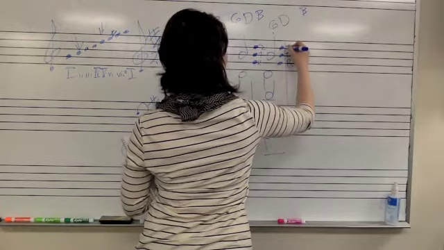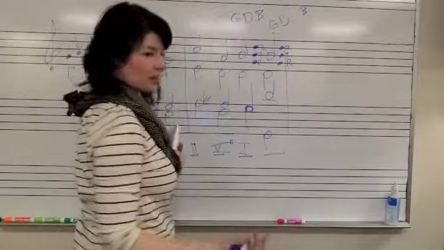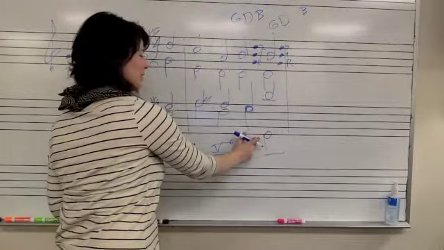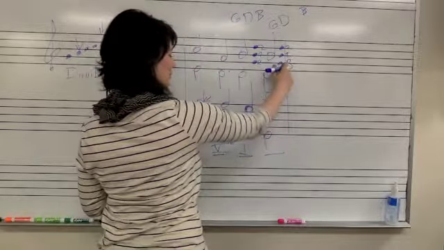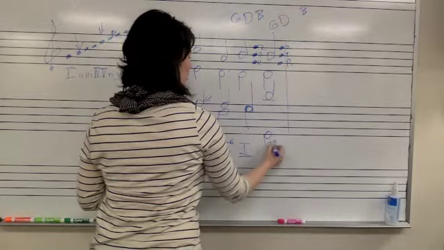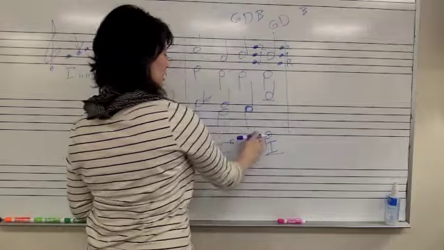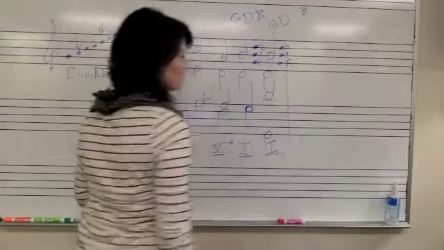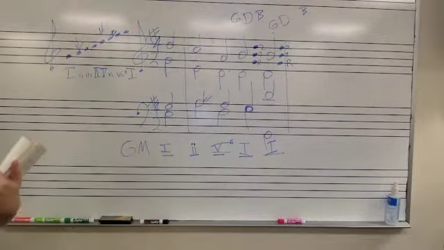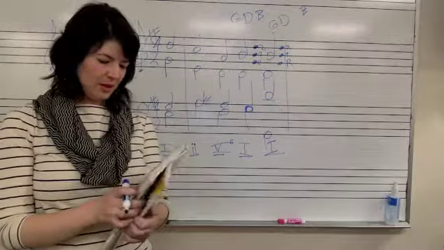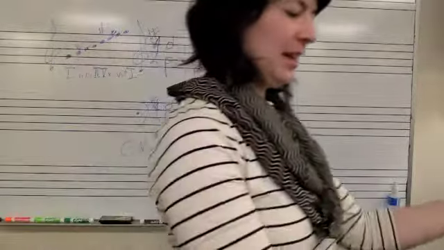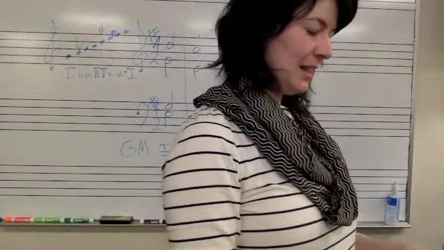root, first or second. All right, and we look very carefully what's in the bottom. So we've got G on the bottom. G is our root. We've got 1 chord. So G major, root position chord. All right? So you're going to do that for the rest of these. And it is really good practice.